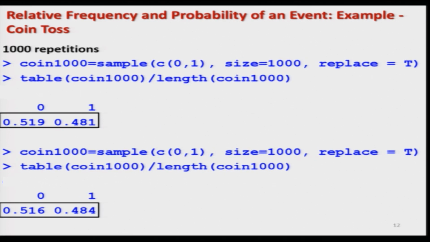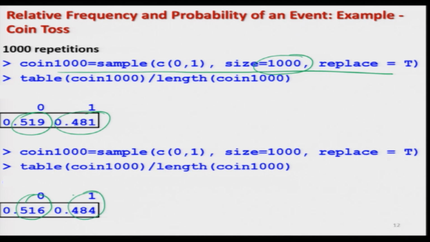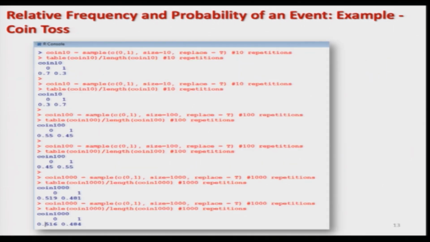And now, in case you repeat this experiment say 1000 times, so here I am trying to get 1000 values of heads and tails in terms of zeros and ones, and if I compute the relative frequency, this is coming out to be 0.519 and 0.481. Similarly, if I repeat, this is again coming out to be 0.516 and 0.484. But now you can see that as you increase the number of repetitions of the experiment, these values are converging towards 0.5. Right, and this is the screenshot of the same outcome which I have shown you.